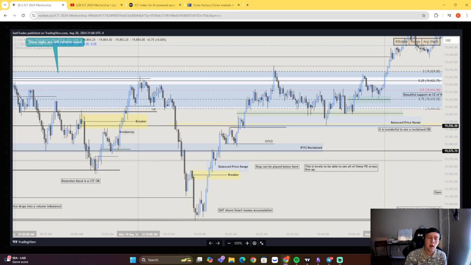Oh, but here we still have that chart. So we have 50% of that. Boom. Trade back down to the rejection block. It was a lower time frame order block. You'd probably have to rewind to see that.